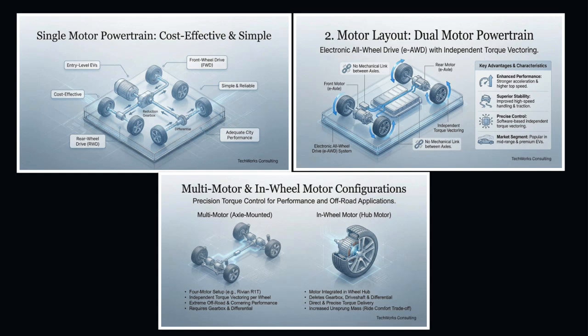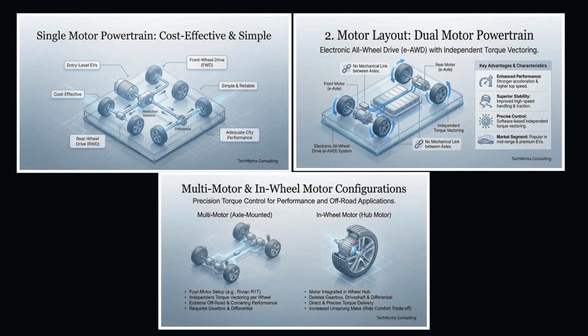The simplest EV layout is the single-motor powertrain, where one motor drives either the front or rear axle through a reduction gearbox and differential. It's inexpensive, efficient, and perfect for everyday city driving. A step up from that is the dual motor setup, with one motor on each axle, creating an all-wheel drive EV. There's no mechanical link between axles, so software can manage torque independently for better traction and acceleration.